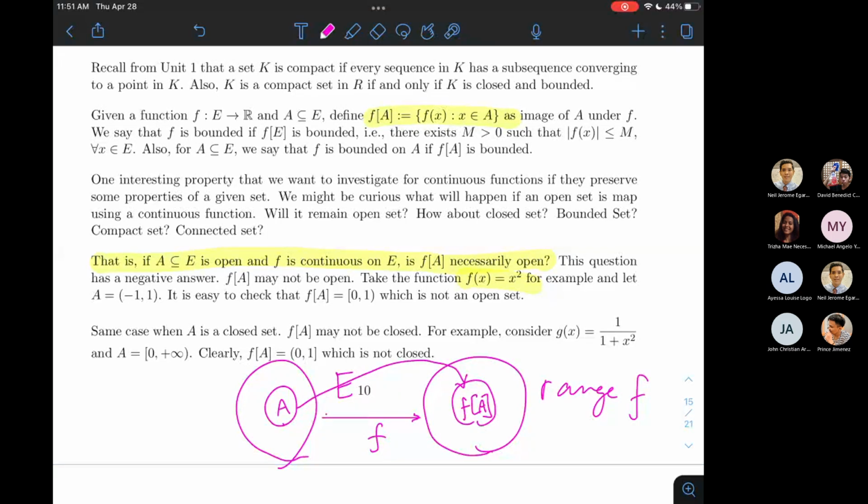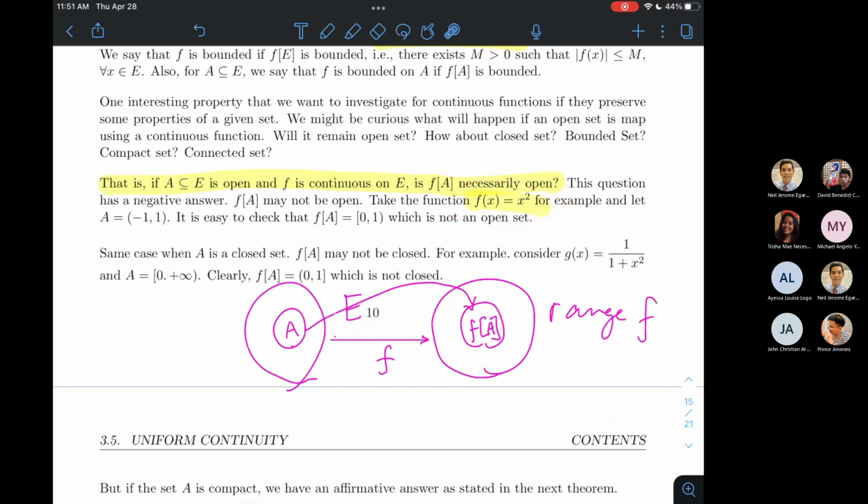Okay, now going back to the question. Kapag kasi A ba na ito ay open, yung image niya ba under f ay open pa rin? So ibig sabihin, na-preserve ba ng continuous function yung pagiging open ng isang set? If my inputs are elements of an open set, will their image result to an open set as well? The answer is no, hindi necessarily. Posibleng meron kang isang open set na pinasok mo sa isang continuous function, pero yung function values will not constitute an open set. And an easy example is the quadratic function f of x equals x squared.